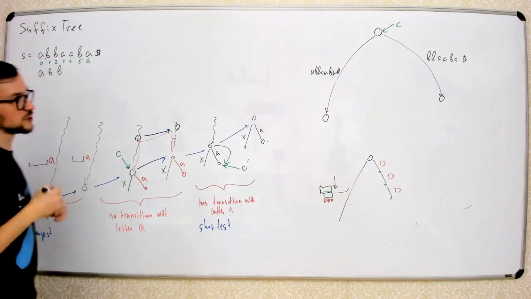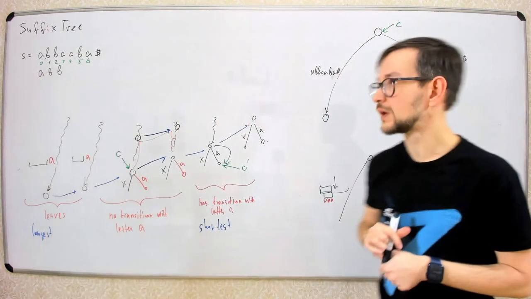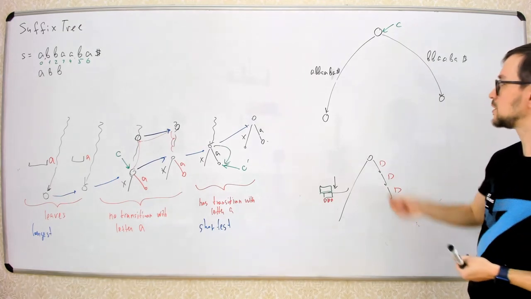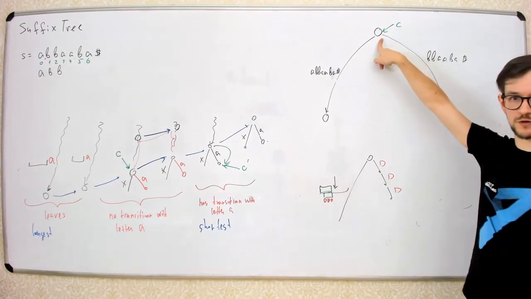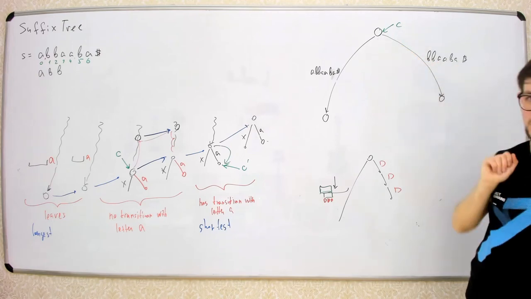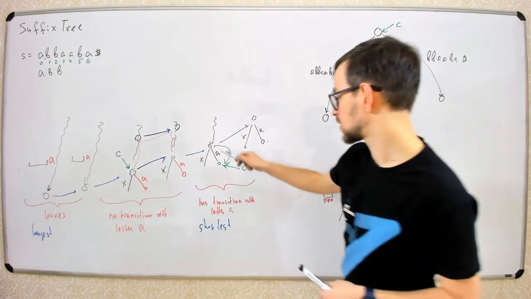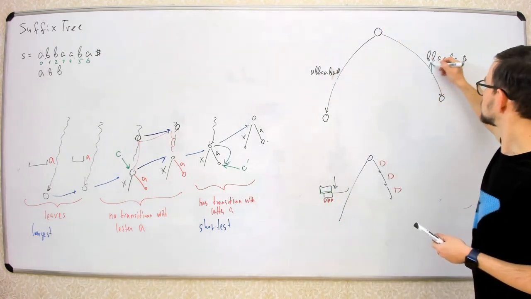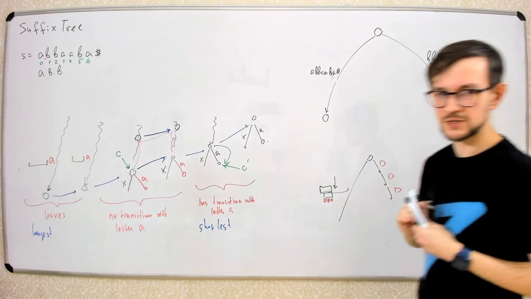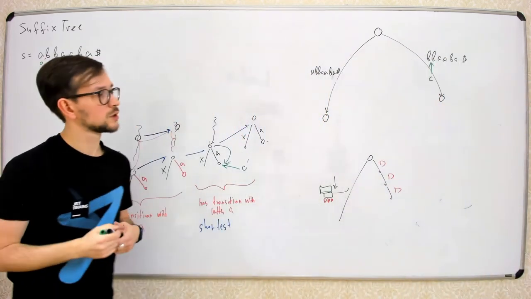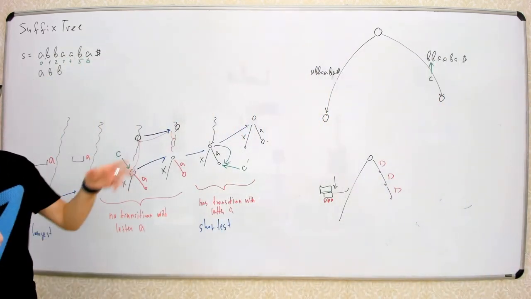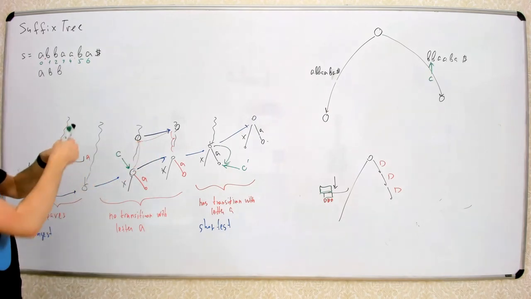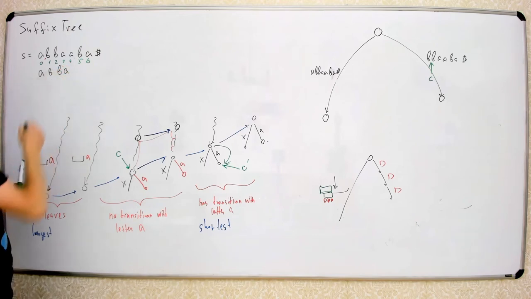Now next, we add character B. So again, this is our current position. We need to add character B. So we see we have a transition with character B. So we just move our current position from here to here. So this will be the current position. That's all. So again, our current position is in the middle of the edge. That's fine.